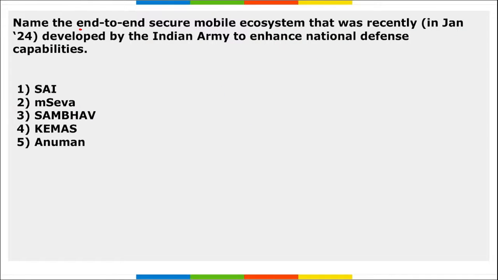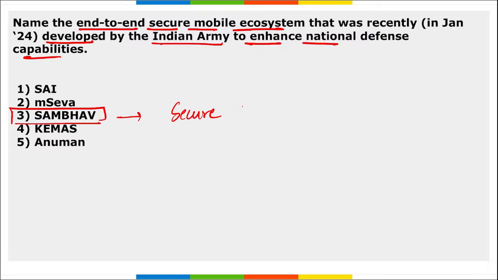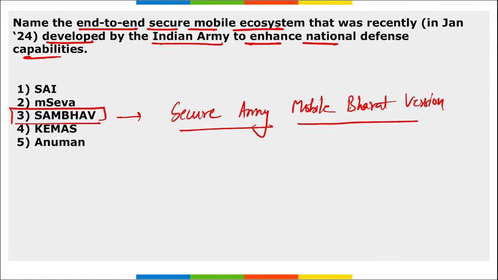Next, name the end-to-end secure mobile ecosystem that was recently developed by the Indian Army to enhance national defense capabilities. It is Sambhav. Right? The Indian Army has recently developed an end-to-end secure mobile ecosystem that is called Sambhav. And what does Sambhav stand for? Secure Army Mobile Bharat version. I repeat, Secure Army Mobile Bharat version.